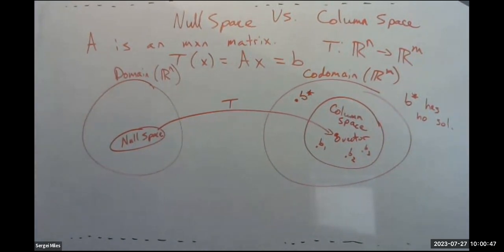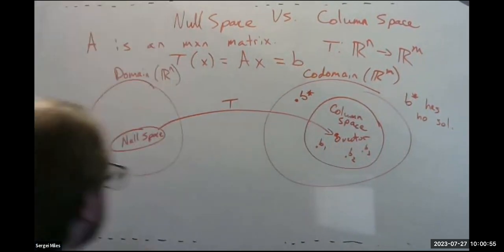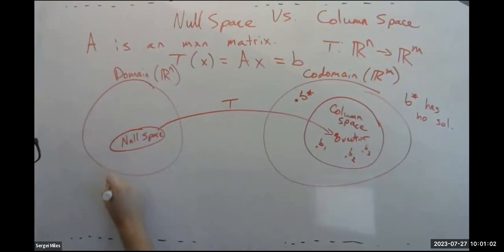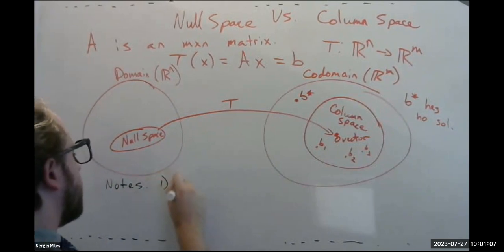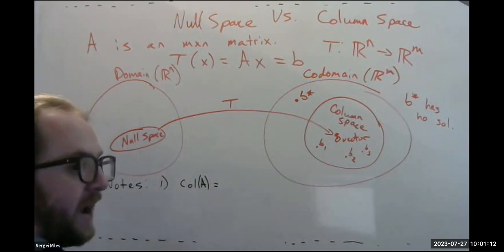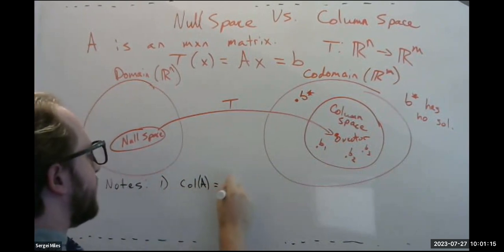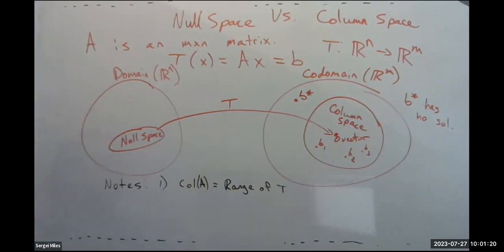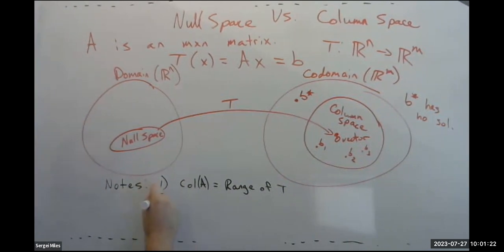So some things that we can note about this. Let me make sure this doesn't go off the screen. Oh, yeah, we got space. OK. So some notes here. First of all, one, the column space of A, as we've discussed, it's the set of possible outputs. In other words, it is the range of T, since the range is the set of outputs. All right.